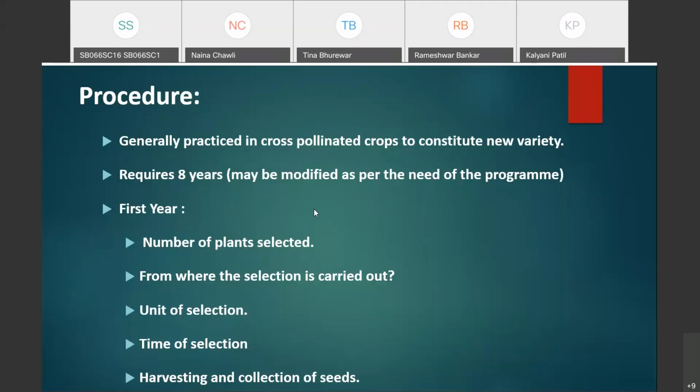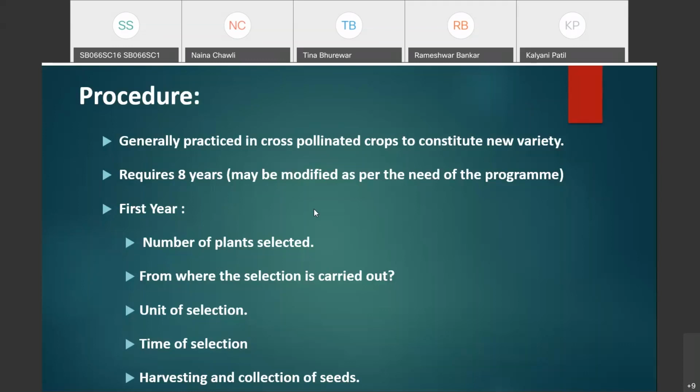We are discussing how to develop a new variety in a cross-pollinated crop by using the mass selection method. It takes about 8 years. We are discussing the activities which are carried out in the first year.